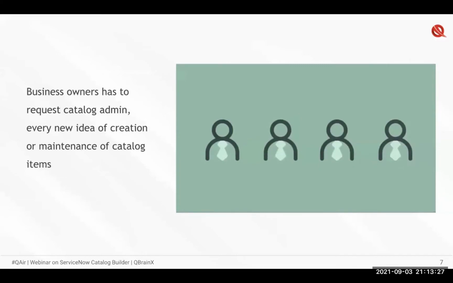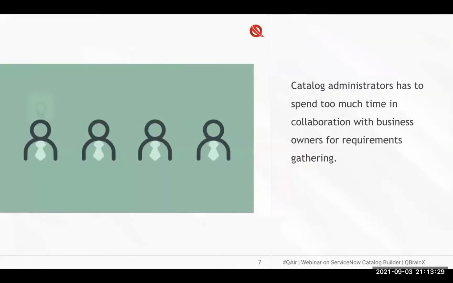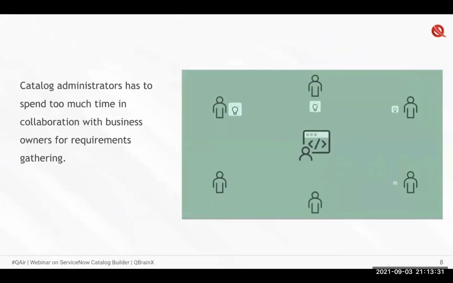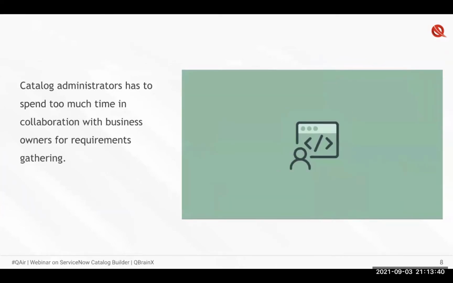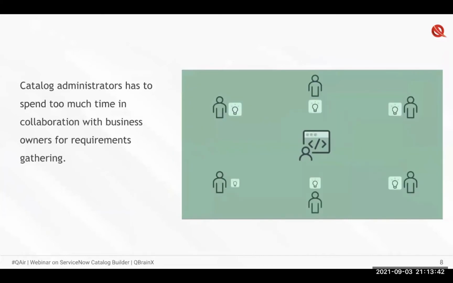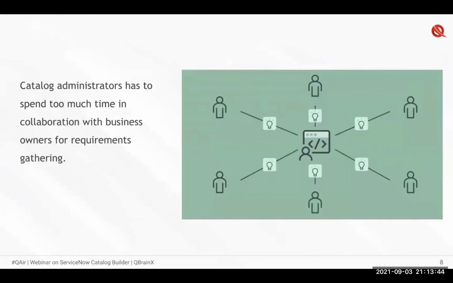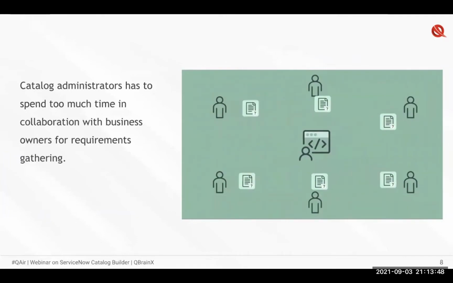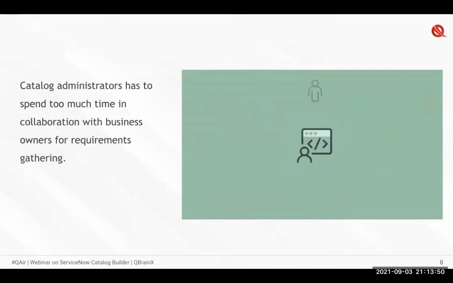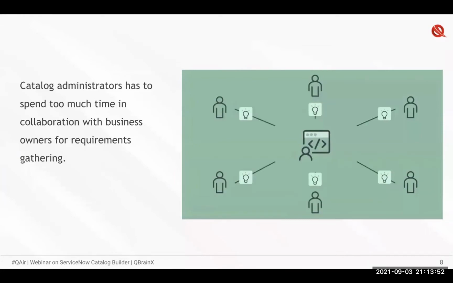functionality. In a similar way, catalog admins had an overhead with a lot of requirements from the business owners. It was very difficult for the catalog admin to collaborate with every business owner, consolidate the requirements, and then develop the catalog items. It was also very difficult for business owners to visualize and build the catalog item without the help of the catalog admin.